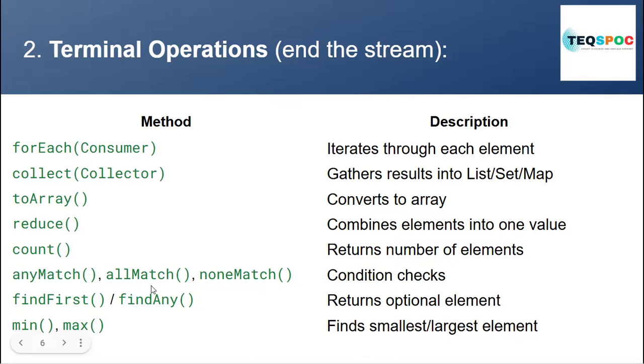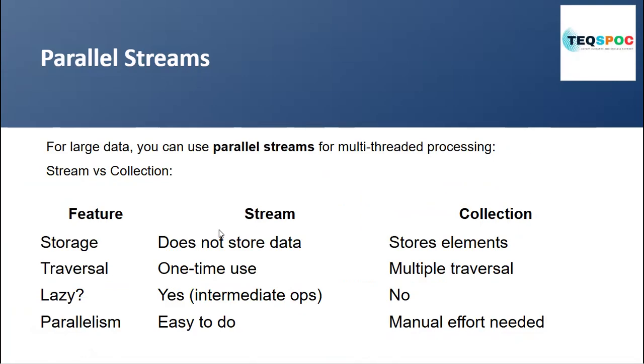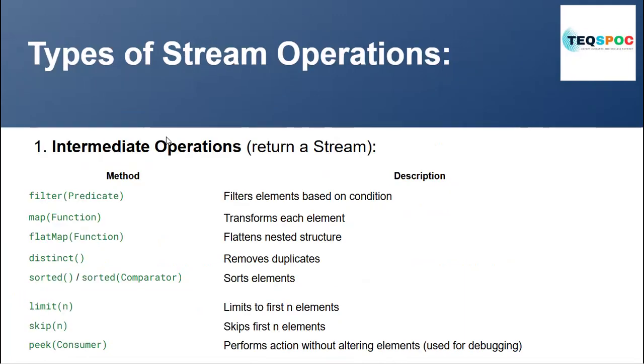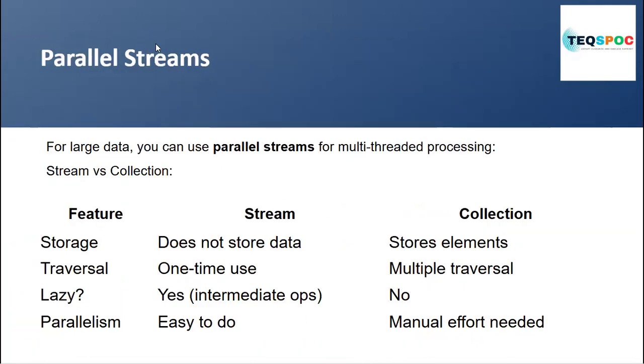anyMatch, allMatch, and noneMatch are conditional checks. findFirst finds the first element and returns it, and findAny finds any element from the list and returns it. Then min and max find the smallest and largest values. So that is the terminal operations. We have now seen the intermediate and terminal operations of the Stream API. Then we have the parallel stream.